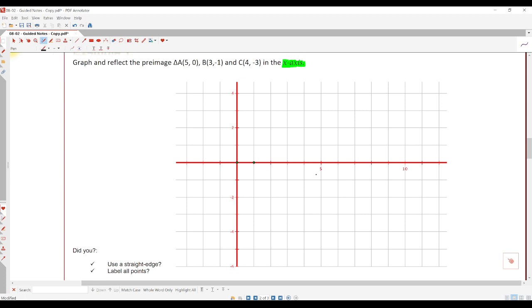So here we go. The first one is A at 5, 0. So put point A. B is at positive 3, negative 1. And C is at positive 4, negative 3. When you're done plotting the points, connect them to form a line.